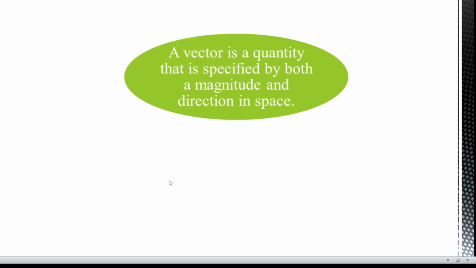Now vector physical quantity. A vector is a quantity that is specified by both magnitude and the direction in space. Or in other words, vector is a quantity that requires both magnitude and the direction to express in depth in detail.